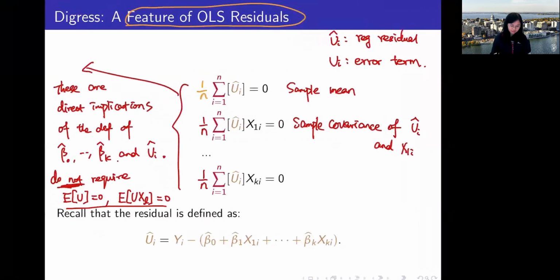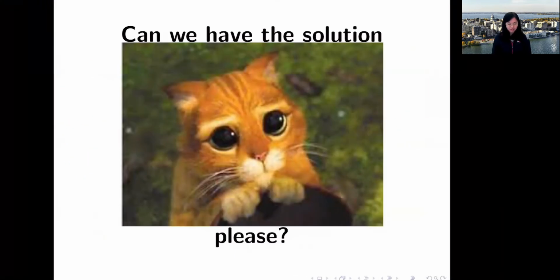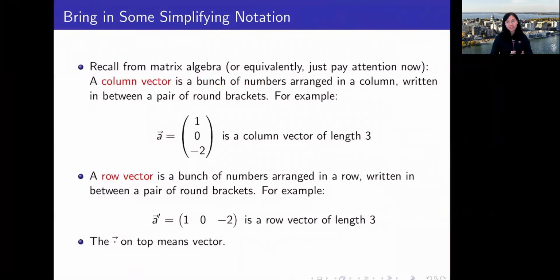But now let's solve for the ordinary least squares estimator. In order to solve for the ordinary least squares estimator, we actually want to bring in some simplifying notation, and the simplifying notation requires some matrix algebra notation. If you have learned matrix algebra before, then this part of the lecture will be a review. If you have not, don't panic, because we don't need too much knowledge from matrix algebra. Pretty much everything that we need will be covered in this slide and the next few slides. So just pay attention now, then that will be mostly sufficient.